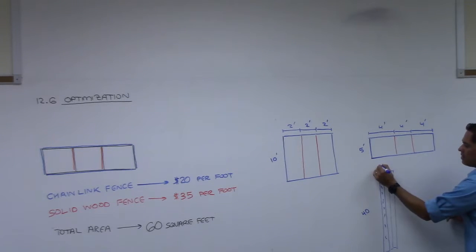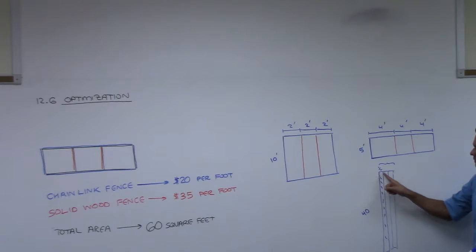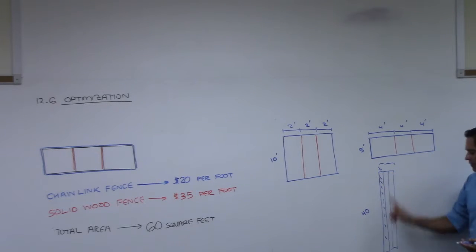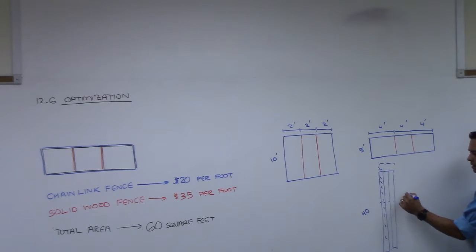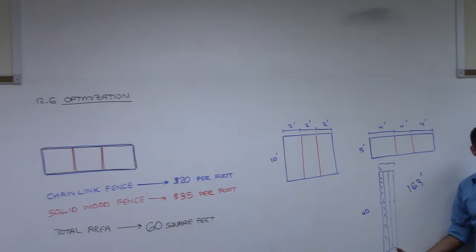And then what about across the top here? Whatever, it's like half a foot, half a foot, half a foot, 1.5, and then down here, 1.5. So that'd be 3 feet. So how much fence is that? 40, 40, 40, 40. So 4 40s, 160. Plus the 3 here. That's 163 feet of fence is how much I need to build it like this, right?